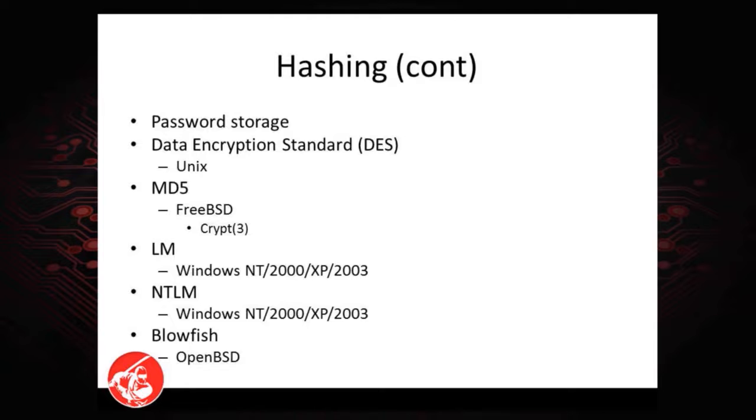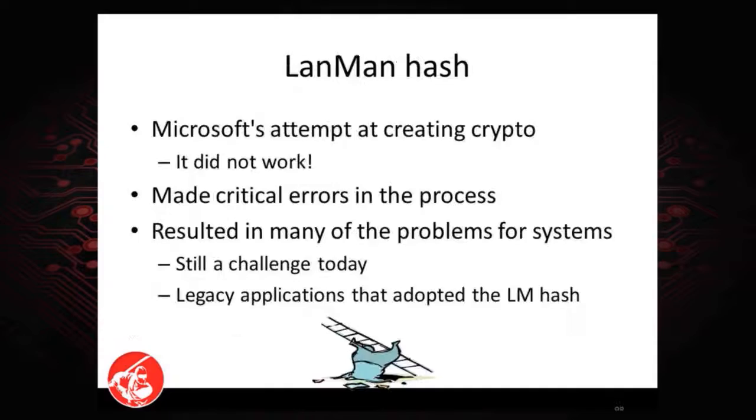Data Encryption Standard, the old DES, was used with Unix. MD5, FreeBSD. LM is our LanMan hash we've been talking about in the Windows world. NTLM is the Windows NT version of the LanMan hash. And then Blowfish is the hashing algorithm used by an operating system known as OpenBSD, OpenBSD Unix.